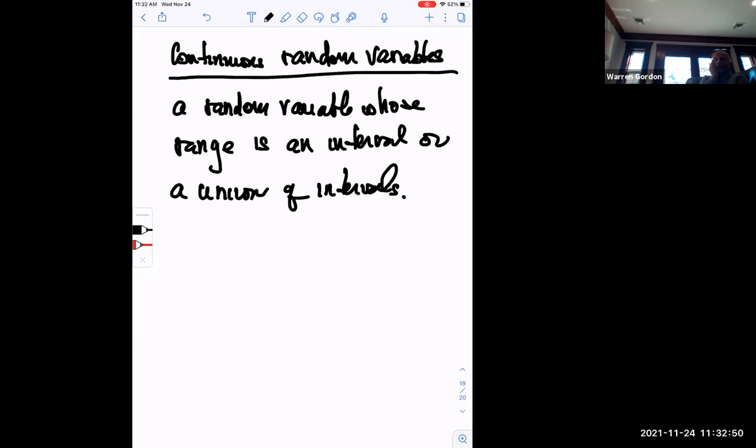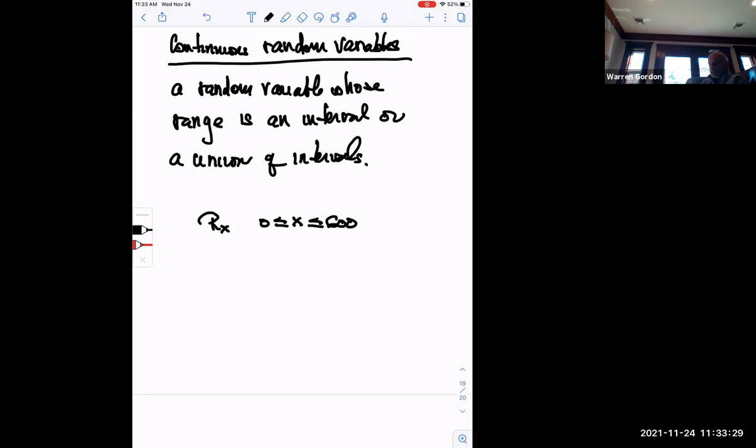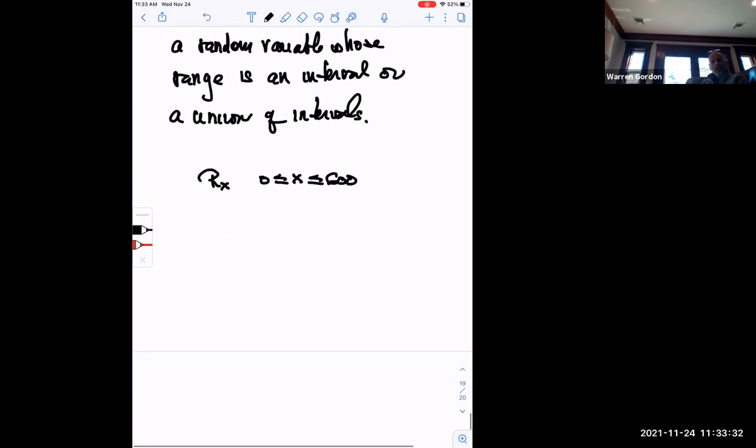What do I mean? Suppose I'm talking about the lifetime of a light bulb. And suppose I know every light bulb can last up until 600 hours. Well, then the range could be any number between 0 and 600. You can take on any value. So in this case, the interval would have been 0 to 600. Okay. So let me talk some more. Now, I just want to talk generally. I'm not ready to do too much just yet. So how do we deal with continuous random variables?